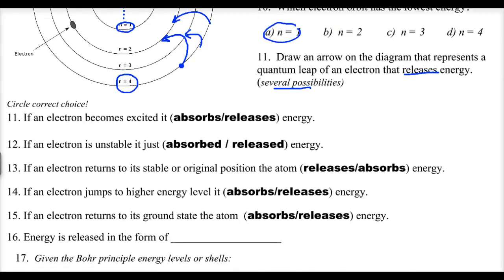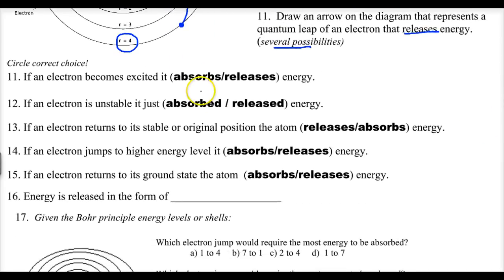So here we go. If an electron becomes excited, it just absorbs energy to become excited. If an electron is unstable, it just absorbed energy, right? To get unstable, you have to jump farther away. If an electron returns to its stable or original position we call ground state, the atom had to release the extra energy, right? Stable is low energy.